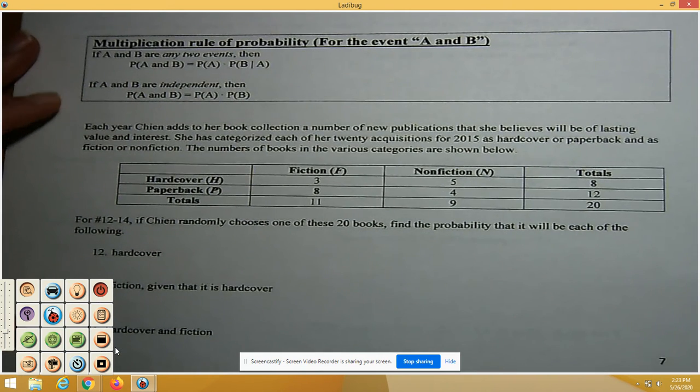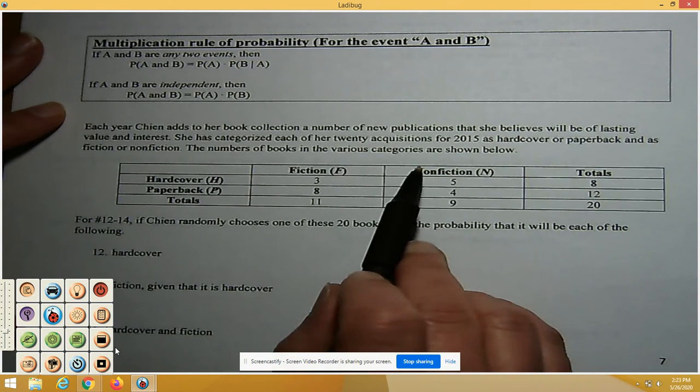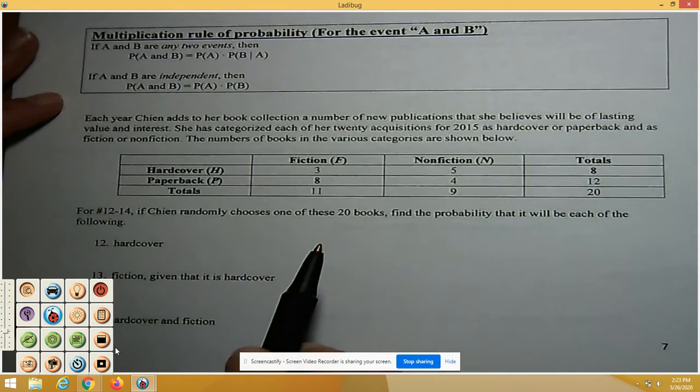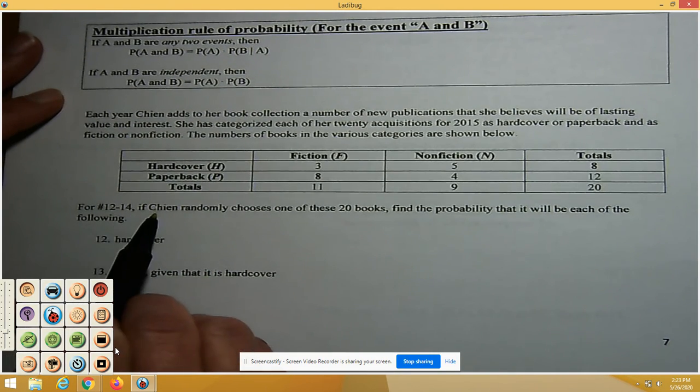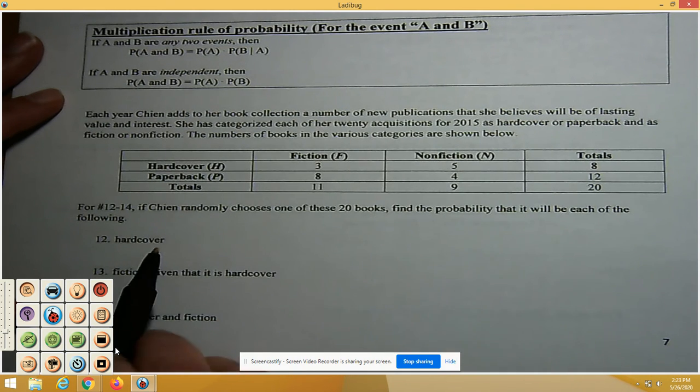Each year, Chen adds to her book collection a number of new publications that she believes will be of lasting value and interest. She has categorized each of her 20 acquisitions for 2015 as hardcover or paperback and as fiction or nonfiction. The number of books in the various categories are shown below. So here's fiction, nonfiction, the genre, and then here's your physical type, hardcover or paperback. For questions 12 through 14, if Chen randomly chooses one of these 20 books, find the probability that it will be each of the following: a hardcover book.